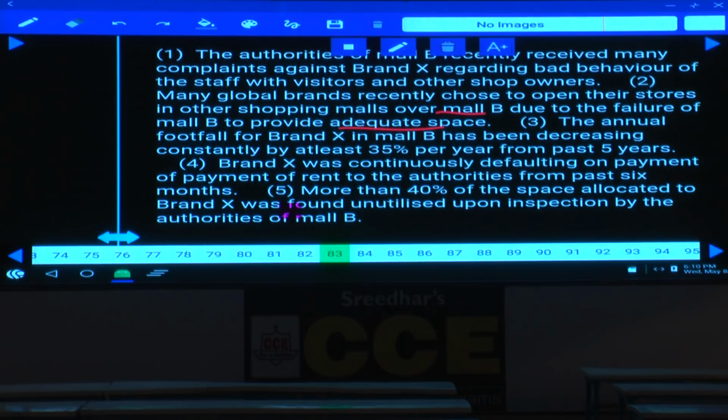Now question number 83, which does not weaken. Does not weaken means strengthening the above argument. What is the argument here? Now they have been asked to relocate due to launch of global brands. Here also it is clearly specified. Many global brands recently choose to open their stores in other shopping malls over Mall B. What is the reason? Due to failure of Mall B to provide adequate space.